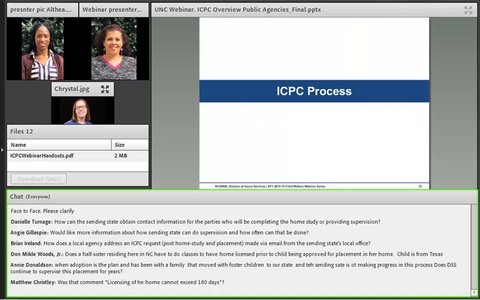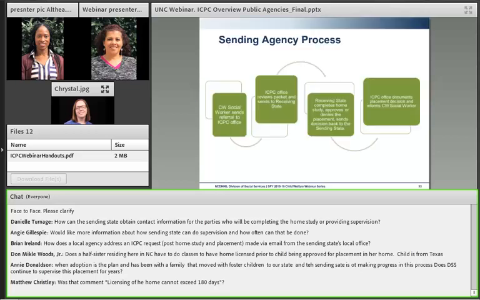So we are going to continue with some more information, and Althea is going to share a little more about the process. All right, so let's look at the steps of the ICPC process. So here's a flow chart, the sending agency process.